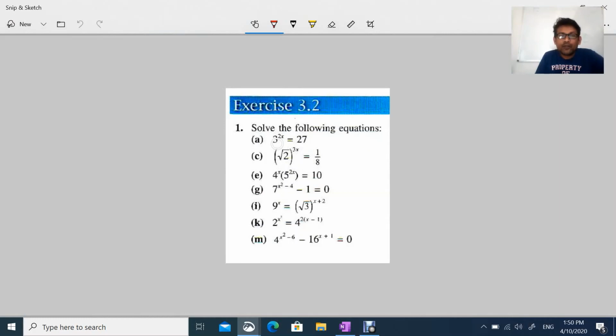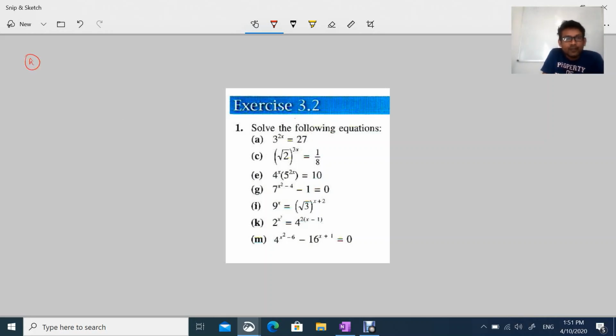One thing very important here in indices: when we have an equal sign with indices, please remember, like in this question, that on both sides we can make the same base. Sometimes we cannot make the same bases; we have that in exercises 3.5 and 3.6. So when we can have the same bases, it's very simple to simplify.